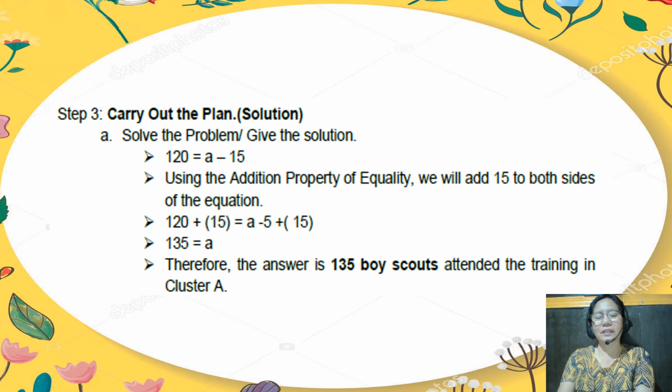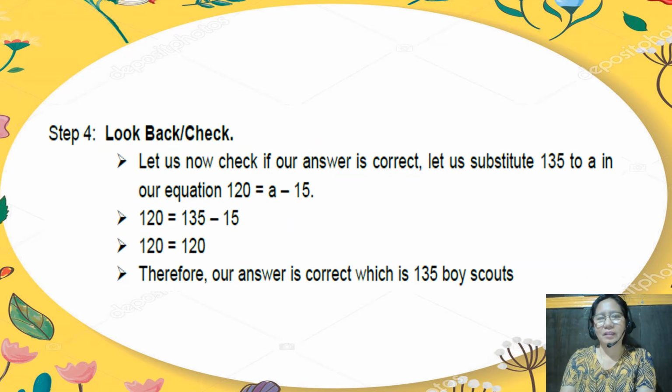So the answer of A is 135, which represents the Boy Scouts who attended the training in cluster A. Step 4 is checking. Let us try to check if the answer is correct.